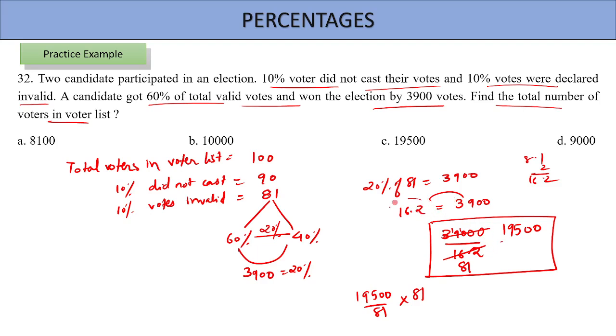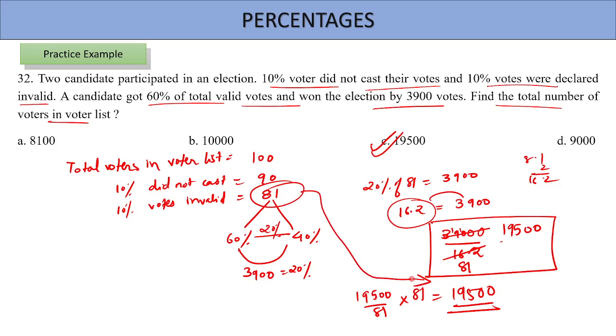So if you are multiplying this 16.2 with 19500 into 19500 by 81, then you have to multiply this 81 also to get the total number of voters. So the final answer which you will get is 19500. The total number of people who vote is 19500. I hope this is clear. So this is the number of persons who voted, 19500, that you have to find out.